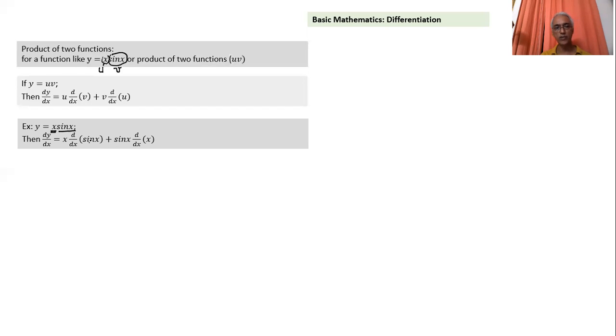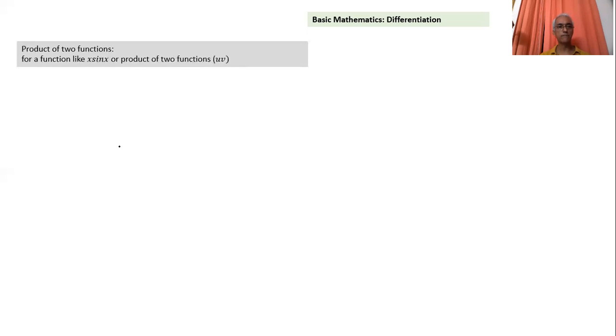The derivative of sine x is cos x and the derivative of x is 1. So what is this expression? This becomes equal to x cos x plus sine x. That's how we find the derivative of a product of two functions.